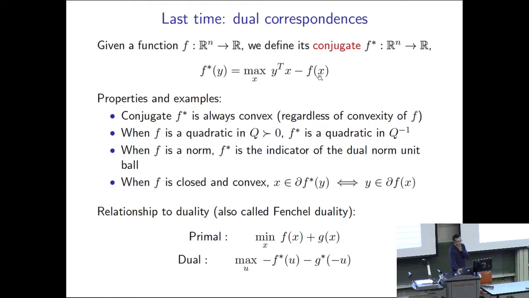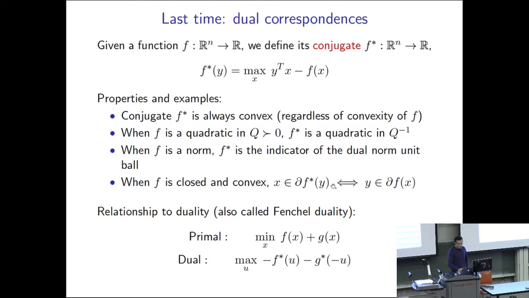Okay, that's just because if I fix x and look at this as a function of y, it's just affine, so it's convex in y. And so if I take a max over all x, the resulting function is still convex. We saw things like when f is a quadratic, f star is a quadratic. When f is a norm, f star is the indicator of the dual norm unit ball.